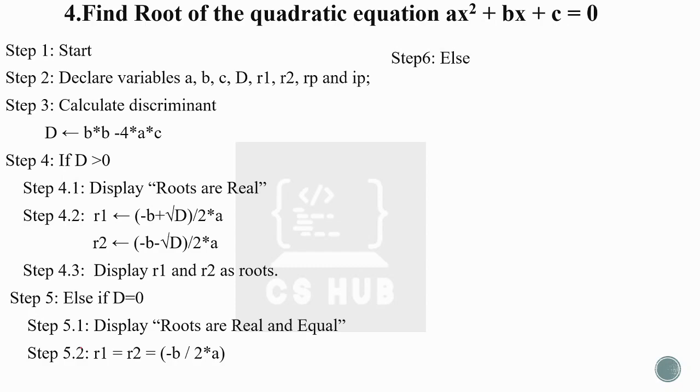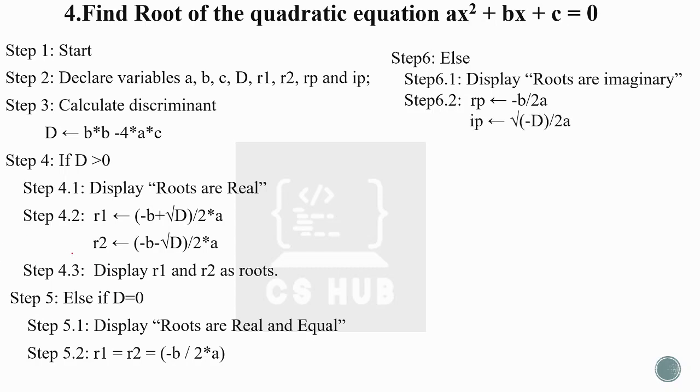Next, step 6, else. That means d is not greater than 0, d is not equal to 0, which means d is less than 0, right? If d is less than 0, roots are imaginary. To find out imaginary roots, we need two parts, real part and imaginary part. So real part rp is equal to minus b by 2a. Imaginary part is root of minus d by 2a.